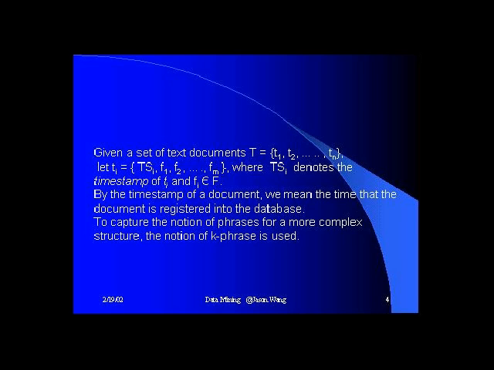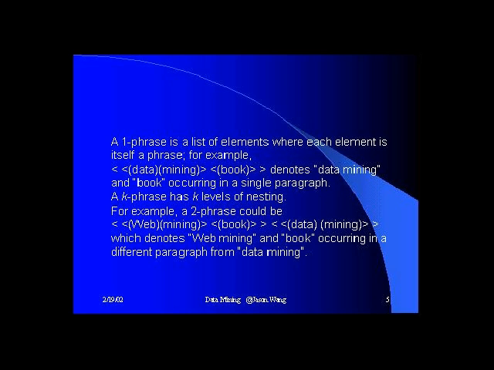To capture the notion of phrases for a more complex structure, we sometimes use the notion of a K-phrase. A one-phrase is a list of elements where each element is itself a phrase. For example, this is a one-phrase. In this phrase, you have two keywords, data and mining. And this is another phrase. This data mining and a book appear in a single paragraph. So we use a bracket to contain these two phrases.